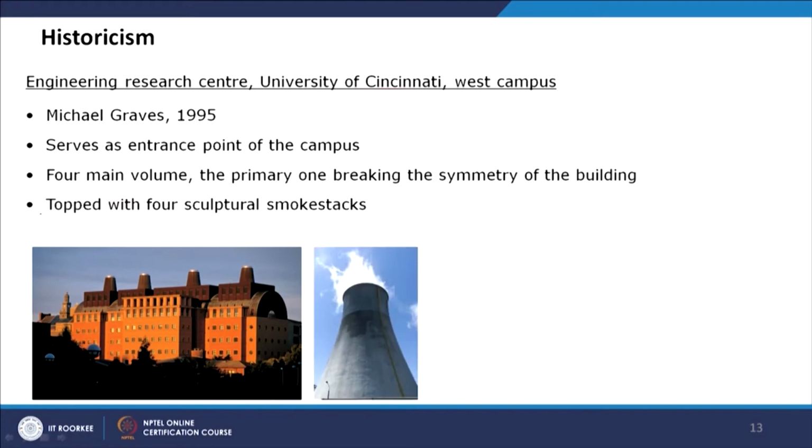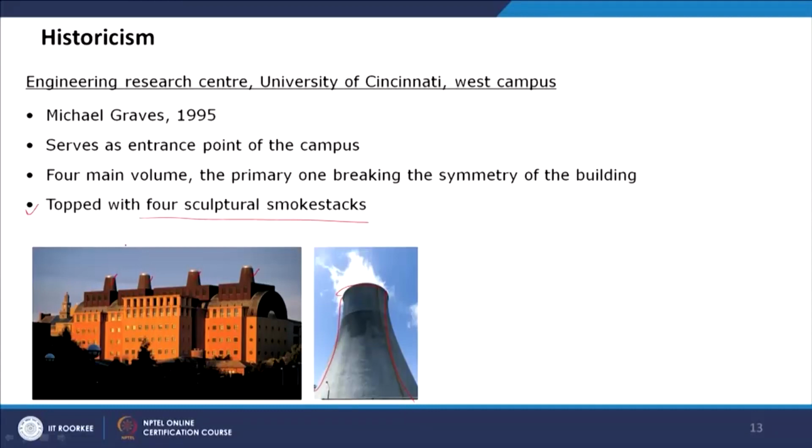But here, this is topped with four sculptural smokestacks. These are just added on top of the building, which looks like a chimney, because this is an engineering research center and he wanted to depict the engineering and the manufacturing and all these things with a chimney. That's why he added four chimneys on top of this building.